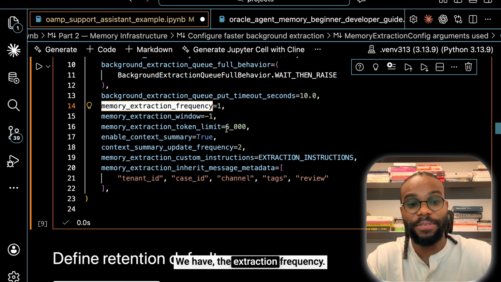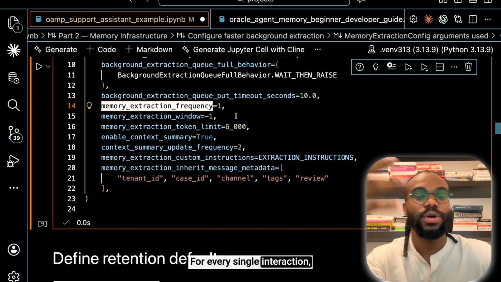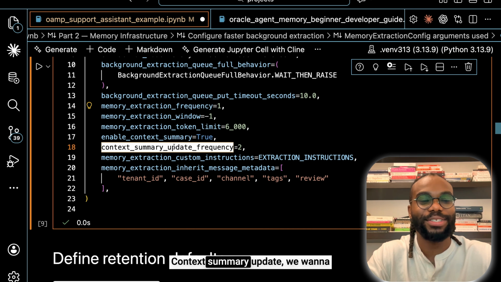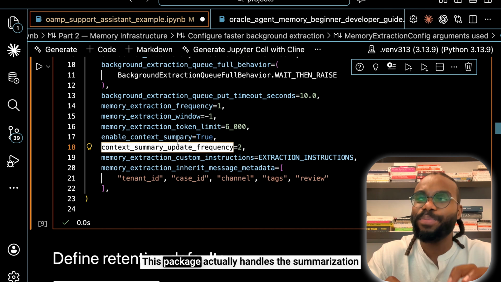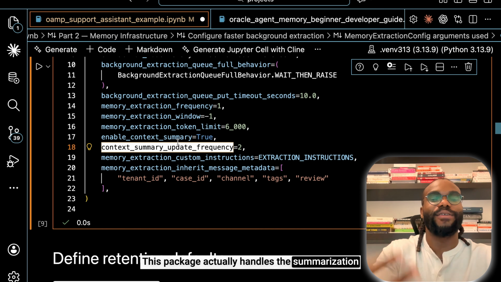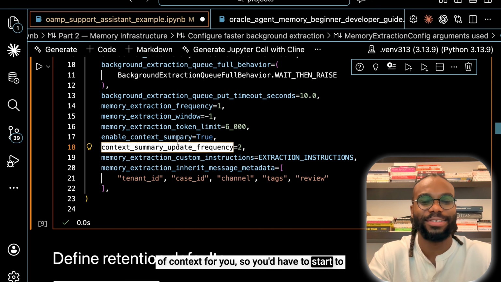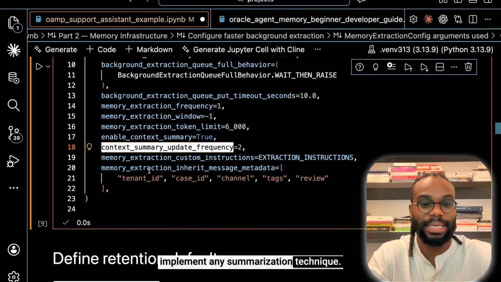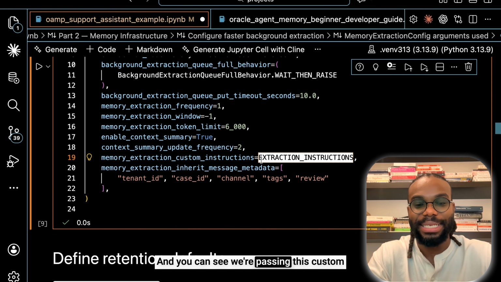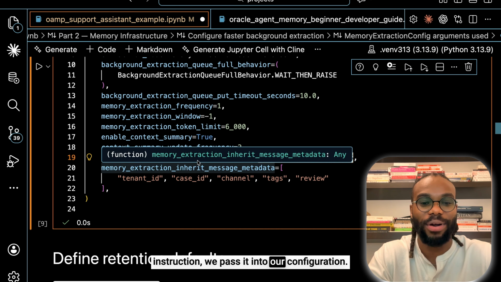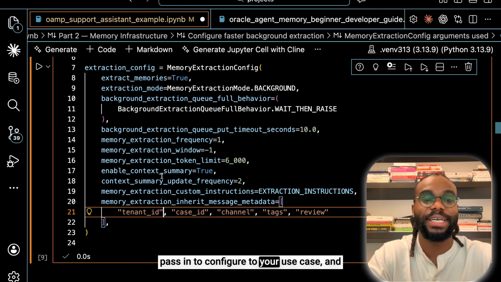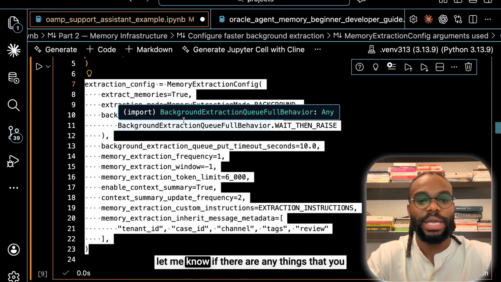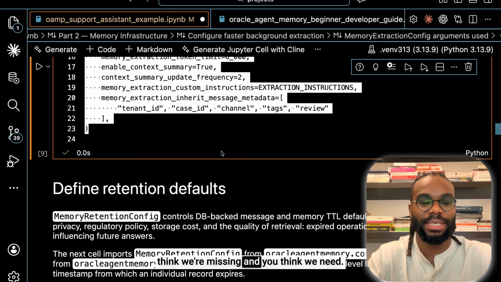We have the extraction frequency for every single interaction. We're extracting memory, context, summary, update. We want to be doing that every 2 interactions. This package actually handles the summarization of context for you, so you don't have to implement any summarization technique. And you can see we're passing this custom instruction in here, the extraction instruction, into our configuration. So there's a bunch of arguments you could pass in to configure to your use case. And let me know if there are any things that you think we're missing and you think we need.